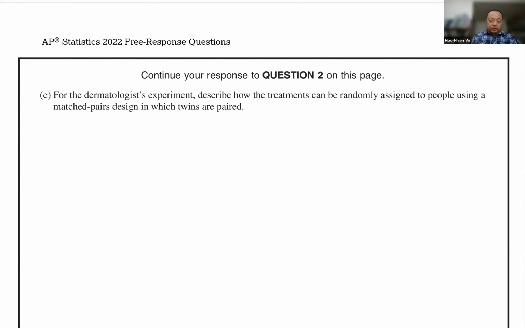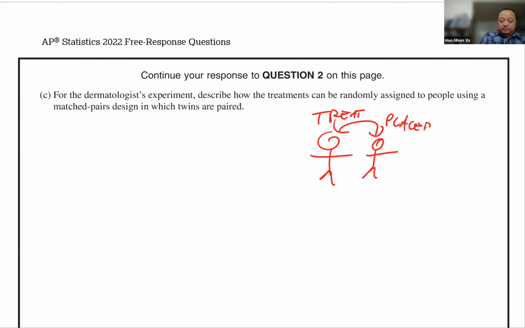For the dermatologist experiment, describe how the treatments can be randomly assigned to people using a matched pairs design in which twins are paired. So you have two twins and they're paired. So definitely you want one of them to have a treatment and the other to have the placebo. Random assignment means you're going to randomly decide which one gets the treatment and which one gets the placebo. And since there are two of them, it's a 50-50 chance. So anything that's 50-50 will work.